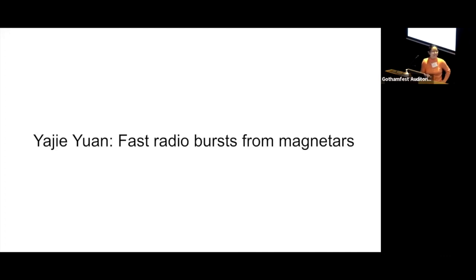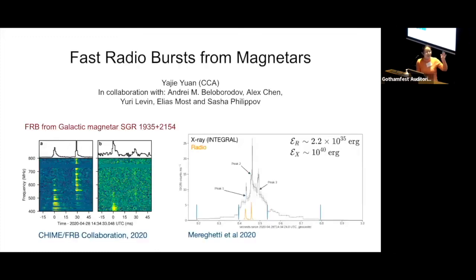Okay, hello everyone. My name is Yajie Yuan. I'm a postdoc at CCA. I work on various things about high energy processes around black holes and neutron stars. Today, I'm going to talk in particular about our model for a particular scenario for fast radio bursts from magnetars.